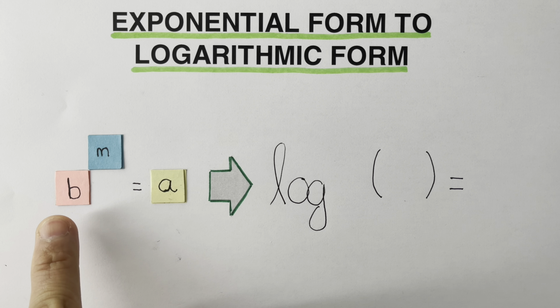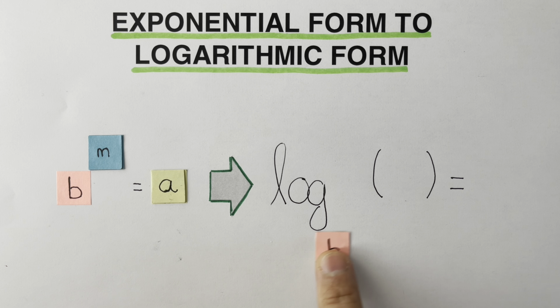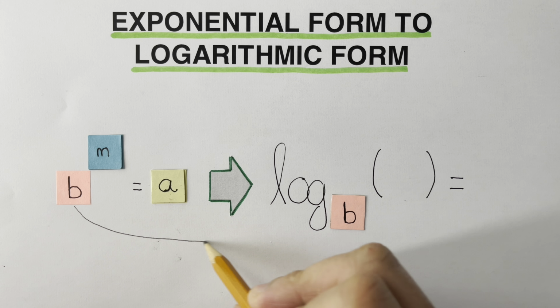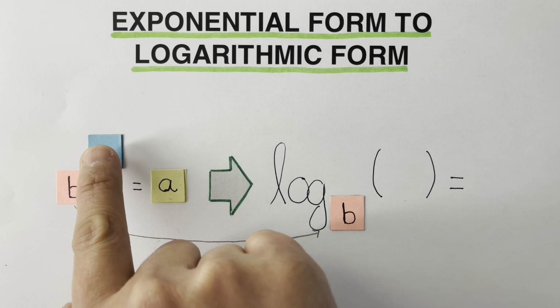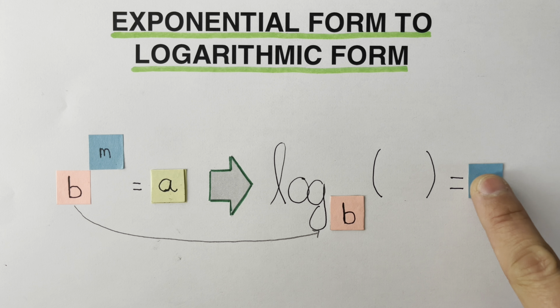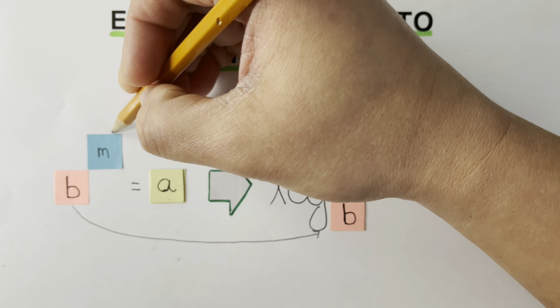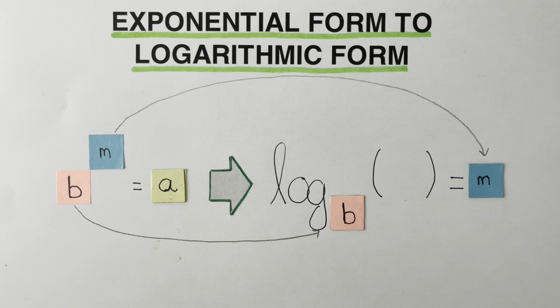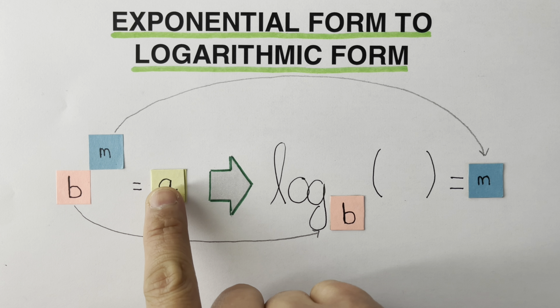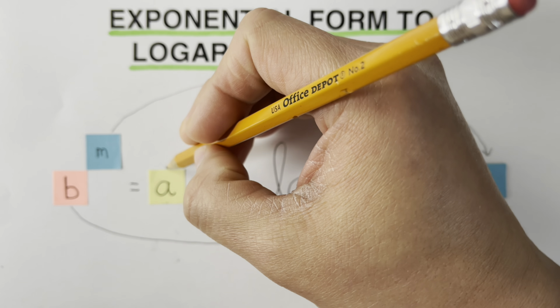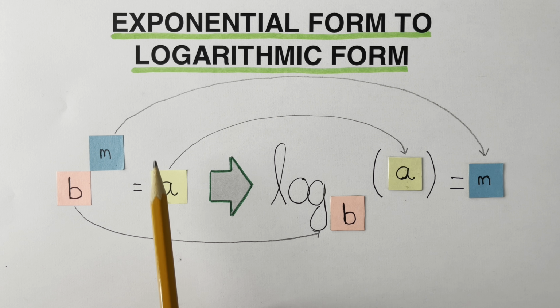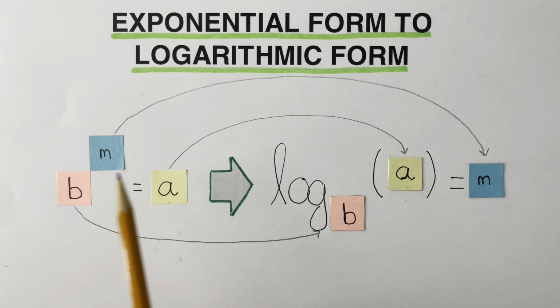This base that we have here is going to go to the base of the logarithmic expression. This exponent that we have here, exponent m, will become the value of this whole expression that we have on the left. And this a that we have here will go to this part right here, which we call the argument. This is how we change a given exponential form to its equivalent logarithmic form.